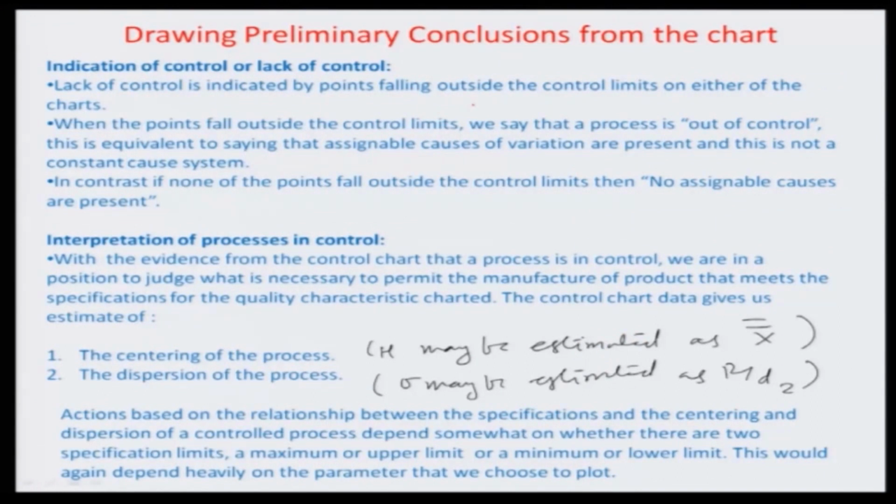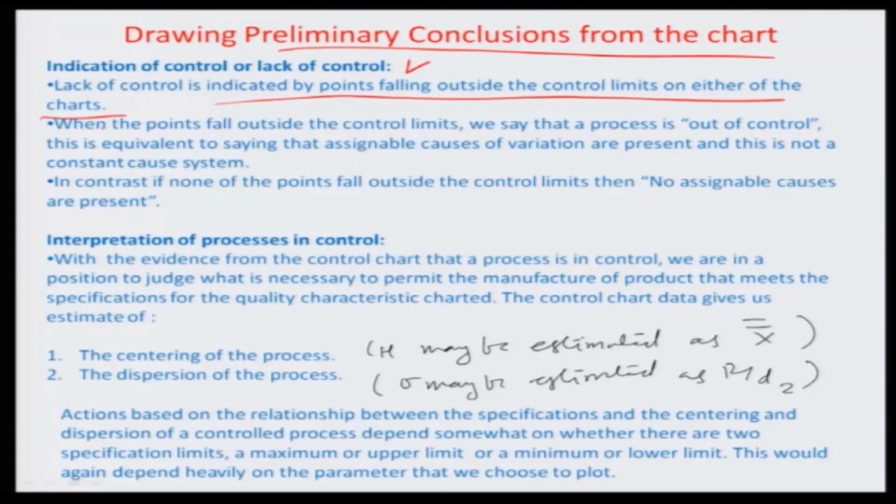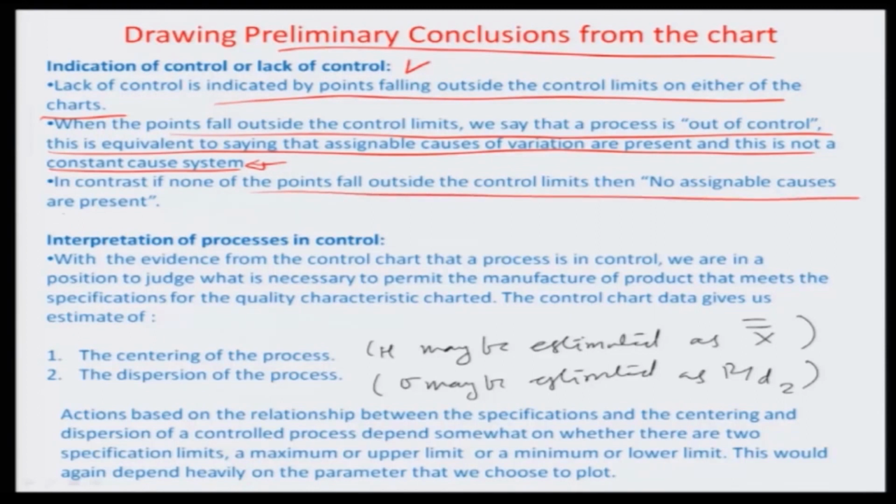Now, the other issues are about some of the preliminary conclusions that you can draw from this chart. So, the first conclusion that you can draw is whether the process is in control or is out of control. So, you either have an indication of a controlled process or a lack of control in the process. Lack of control obviously would be indicated by points falling outside the control limits on either side of the control charts, and when the points fall outside the control limits, we say that the process is out of control. This is equivalent to saying that assignable causes of variations are present and this is not a constant cause system. In contrast, if none of the points fall outside the control limits, then no assignable causes are present.